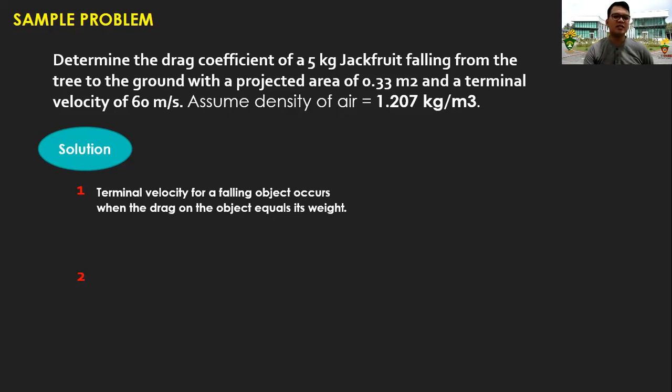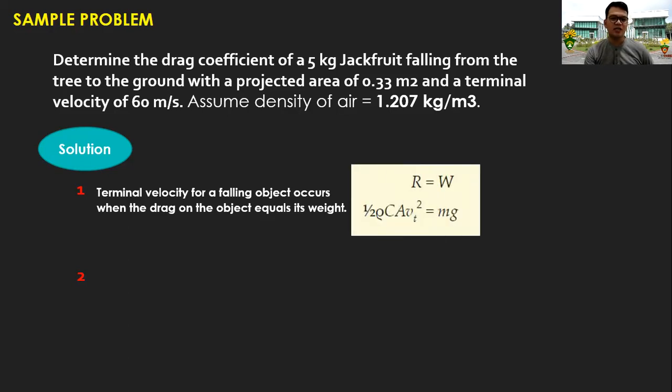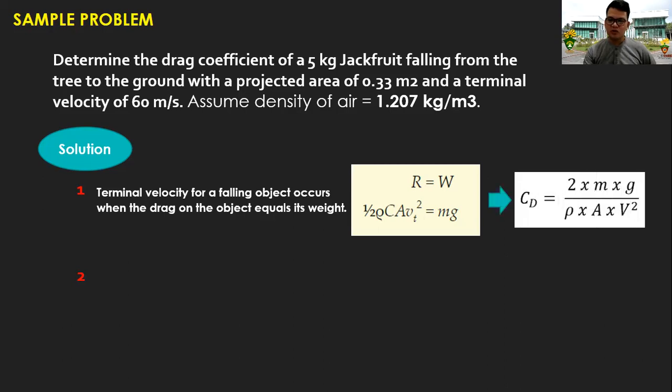So how to solve? You first get the terminal velocity for a falling object, using the drag, which is equal to its weight, right? So the weight of the material, the body of the jackfruit, is 5 kilograms. So its mass times the gravitational acceleration, 9.81 meters per second squared, is equated to the kinetic energy term with the velocity for the falling terminal velocity. So you can have, what is this? The CD is equal to 2 times the mass times the gravity.